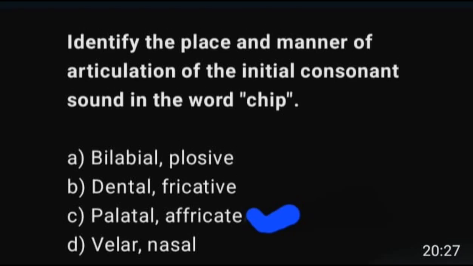So the answer is option C. It is a palatal affricate because the production of the sound takes place somewhere at the hard palate. Ch, ch. There is a frictional noise as a result of the fact that the air coming from the lungs is coming out with some friction. So we call it a palatal affricate sound, and that is why the correct option is C.